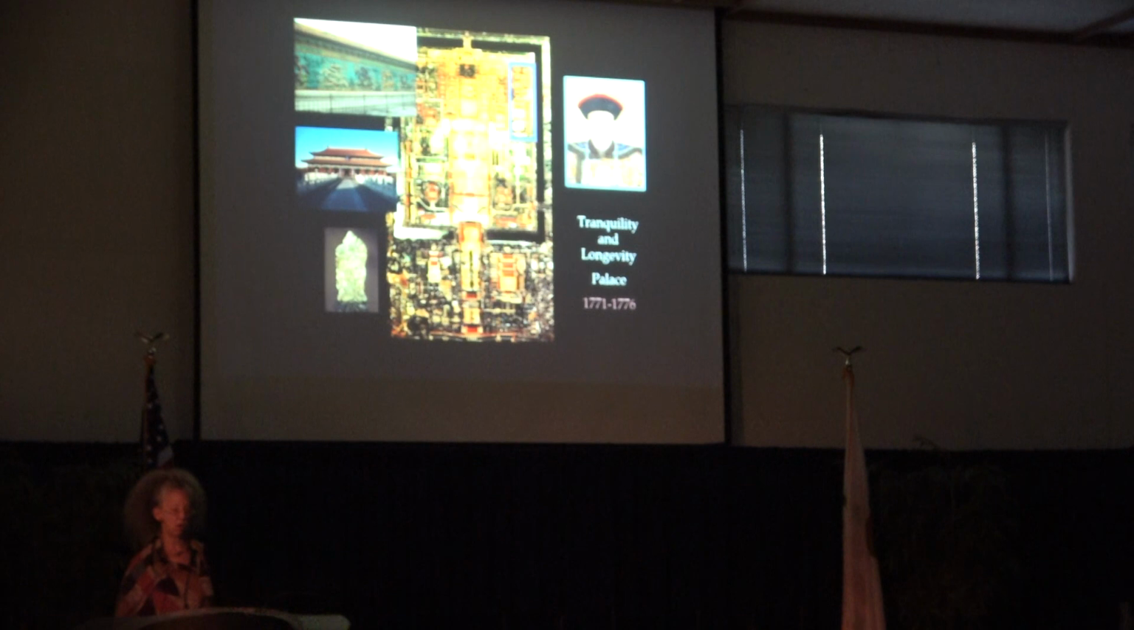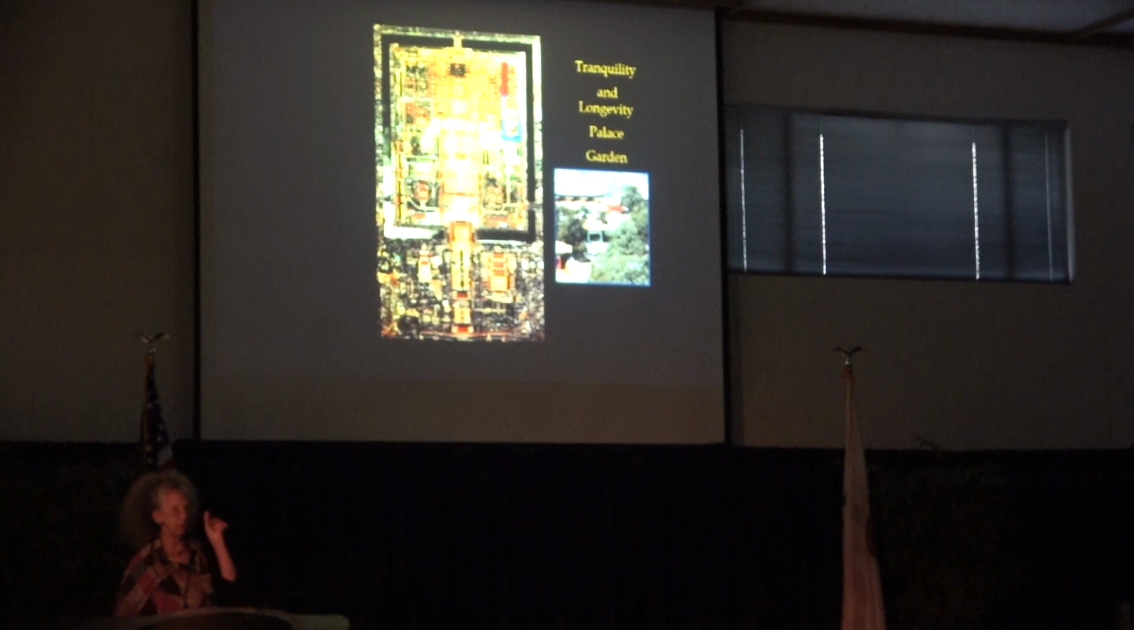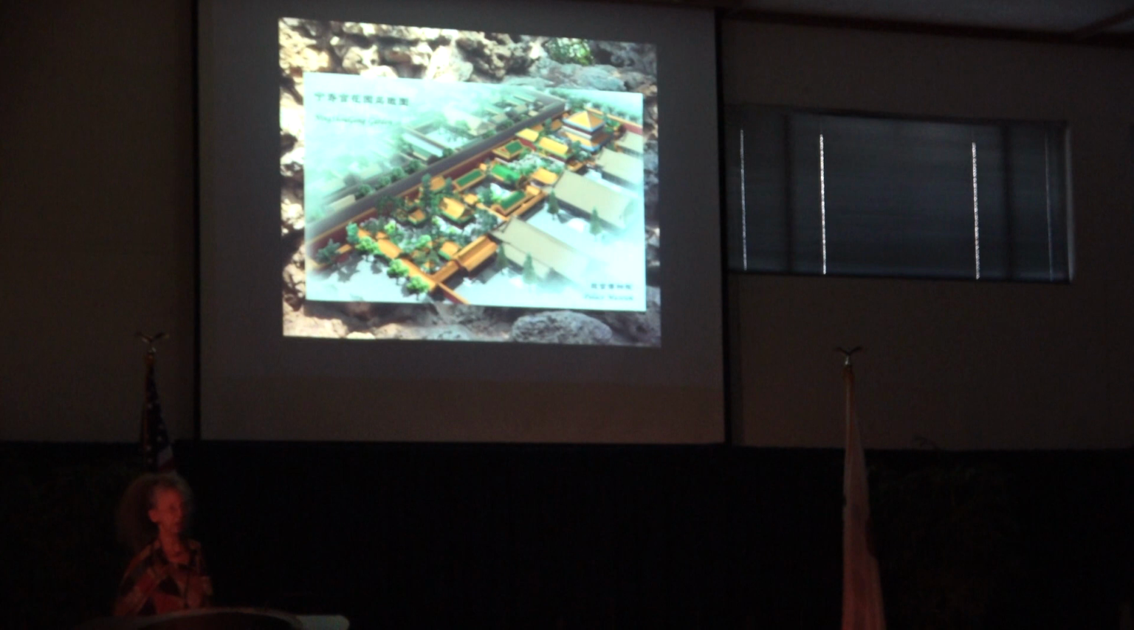In the northwest corner of this Tranquility and Longevity Palace was a garden. And this is the garden that we're going to be talking about today. And you can see it marked here in a red rectangle. And here it is just laid out. It's 2 acres. It has 26 buildings in it.